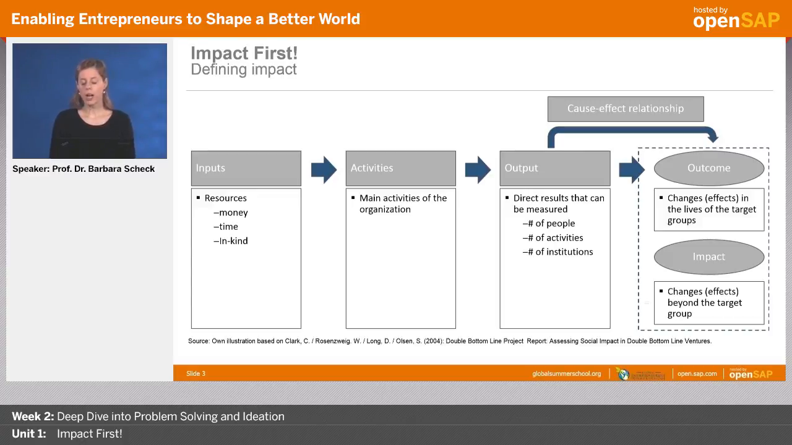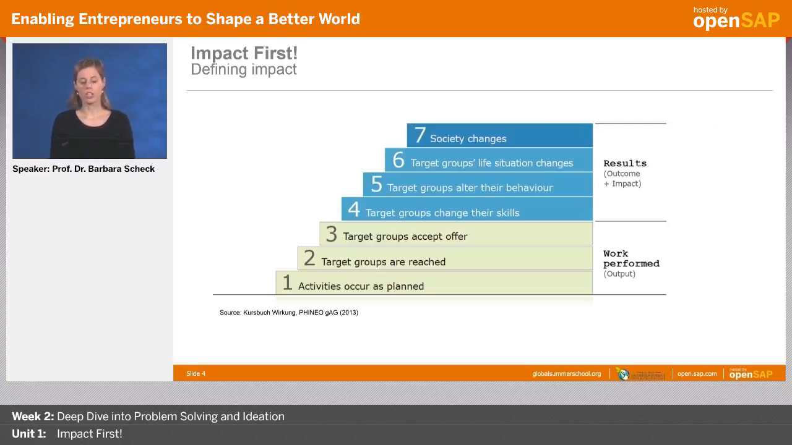Digging a bit deeper into how these impacts are achieved, you can use the so-called impact staircase. This model thinks about outputs and outcomes that you generate as a logic chain of steps that you have to pursue, starting with, as the first step, that your activities have occurred as planned. So you can offer your classes the way you envisage them.